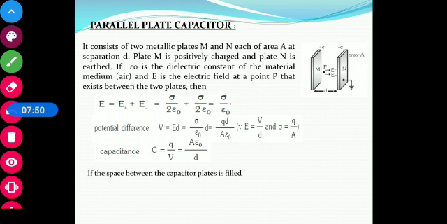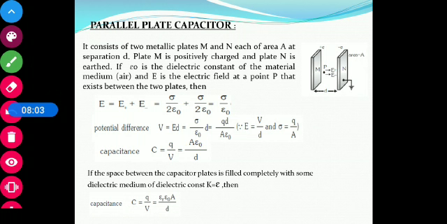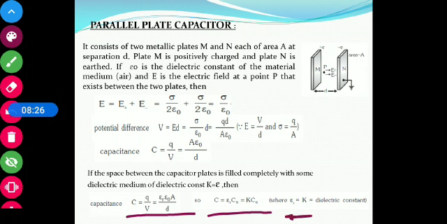If the space between the capacitor plates is filled completely with some dielectric medium of dielectric constant K is equal to epsilon R, then capacitance C is equal to Q upon V, and in place of epsilon naught now it will be epsilon R epsilon naught A upon D. So capacitance C is equal to epsilon R epsilon naught A upon D, or we can say that C is equal to epsilon R C naught, or is equal to K C naught, because epsilon R, the relative permittivity, is also known as the dielectric constant and represented by K. So for a parallel plate capacitor, if there is air between the plates, then C is equal to A epsilon naught upon D, and if there is some medium whose dielectric constant is K, then C is equal to K C naught, or K epsilon naught A upon D.